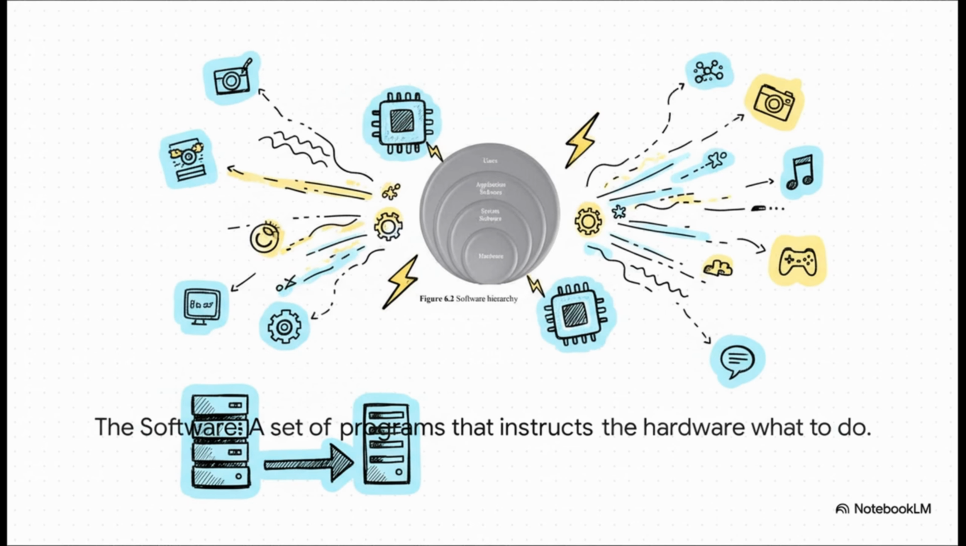And this diagram here, it shows it perfectly. Right in the middle, you have the hardware. The next layer out is the system software. Think Windows or Mac OS. It's like the manager of the whole operation. And then, on the very outside, you have the application software. Those are the apps you actually click on and use every day.